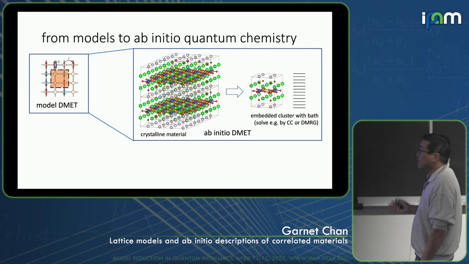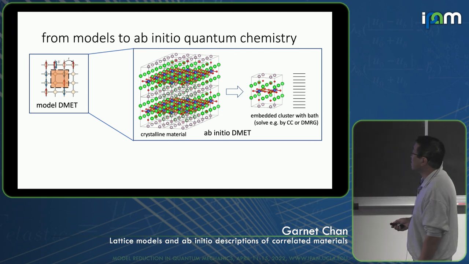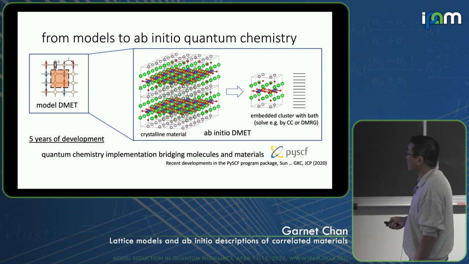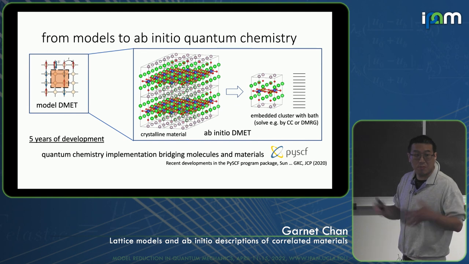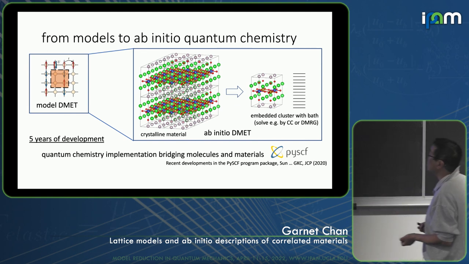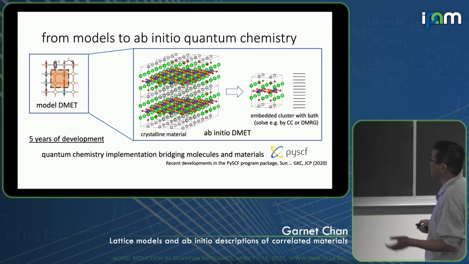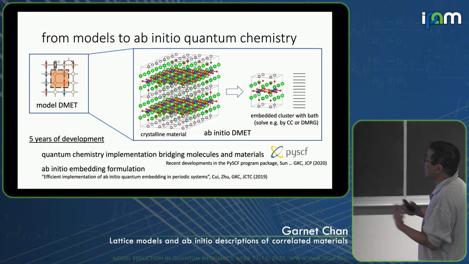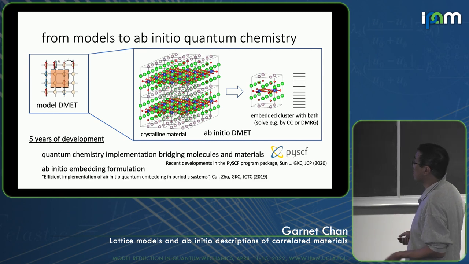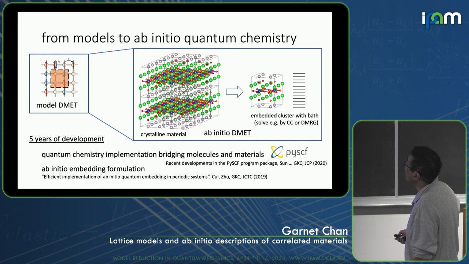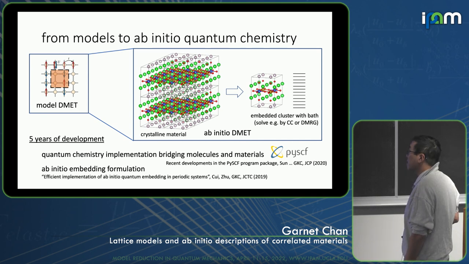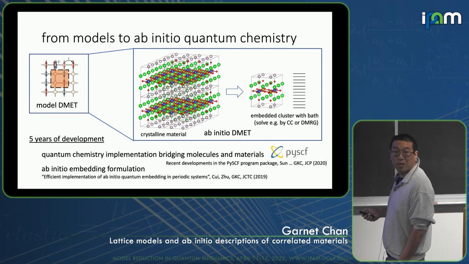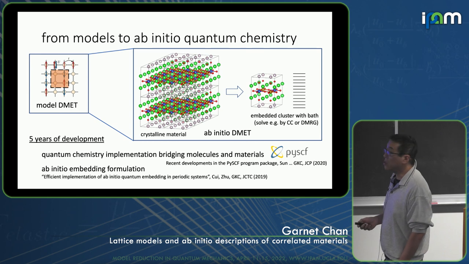Technically, there's a lot of details. There's a lot of technology to be built, so it took some time. First, we had to write a new quantum chemistry package so that this was more natural to do, which is called PySCF. And then we had to build an embedding machinery on top of it, which is described in this paper here. But that work is now all complete, and so now we can apply this machinery to study the cuprates ab initio.